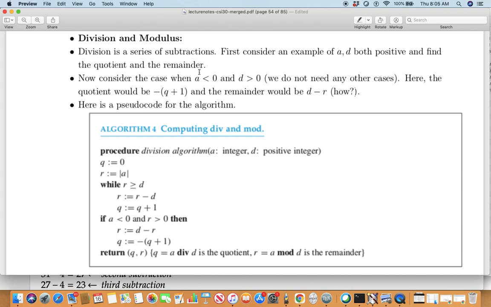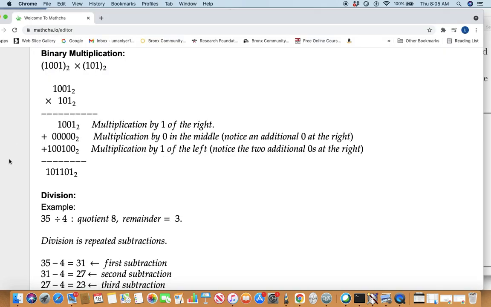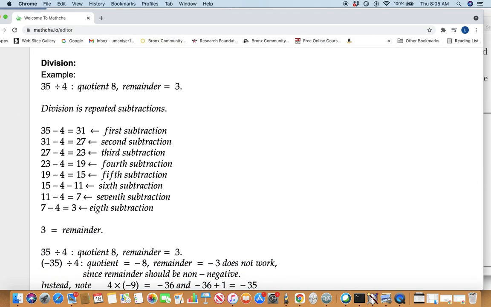Moreover, remember when your dividend is less than 0 and divisor is greater than 0, then the quotient is slightly different. So let's understand this bit. Division. What's the meaning of 35 divided by 4? Quotient is 8, remainder is 3.